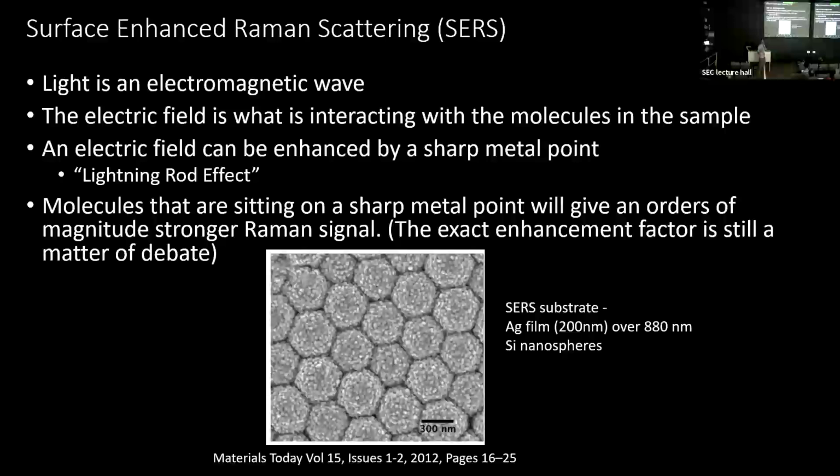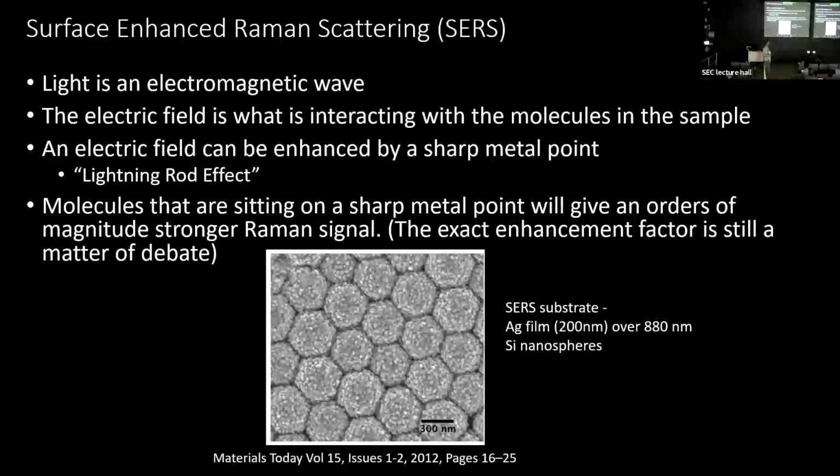technique, and it's really just a sample prep technique. The microscope is all the same. The Raman spectroscopy is all the same. It's just in the sample prep, you have this sharp metal, sharp conductive surface. And if a molecule is sitting at the peak of the sharp conductive surface, you get a local field enhancement of the electric field of the light. And then you get a much stronger Raman signal.